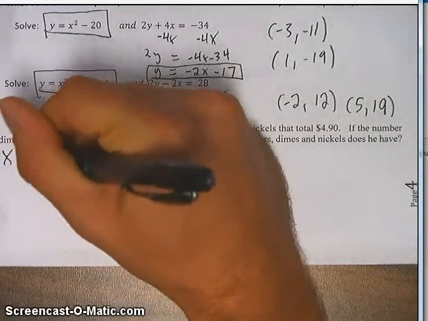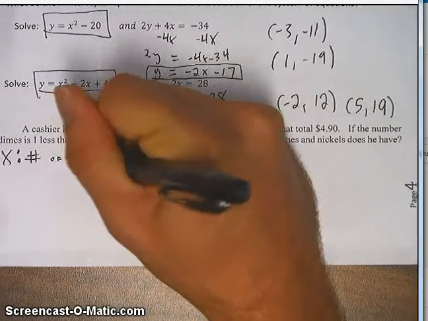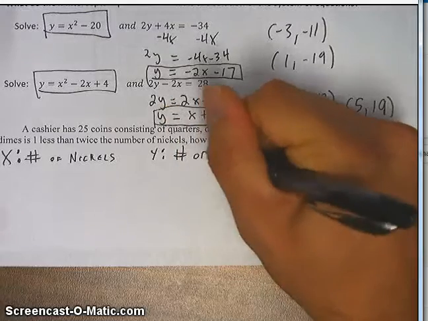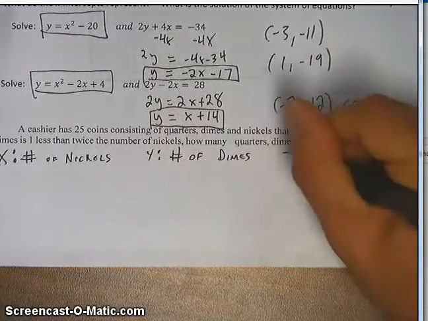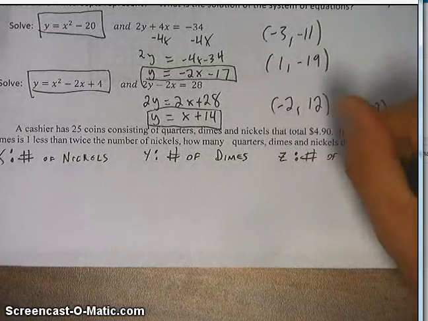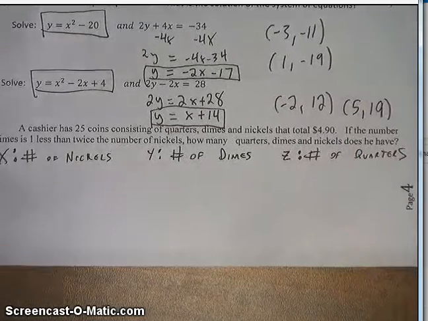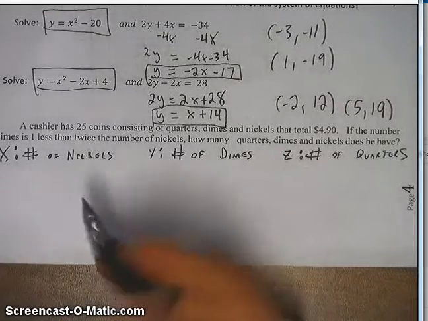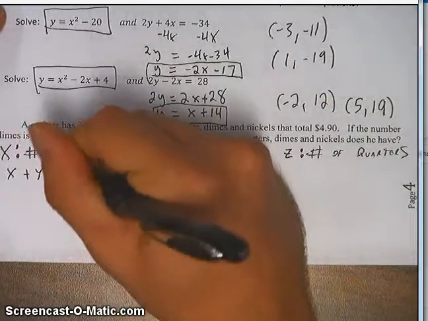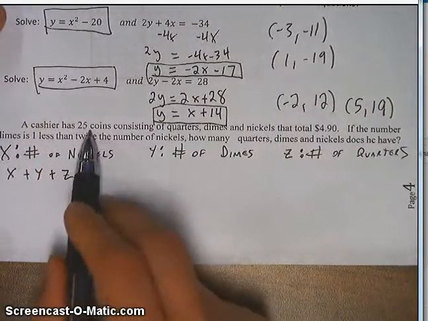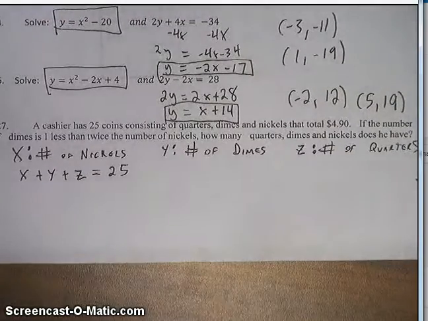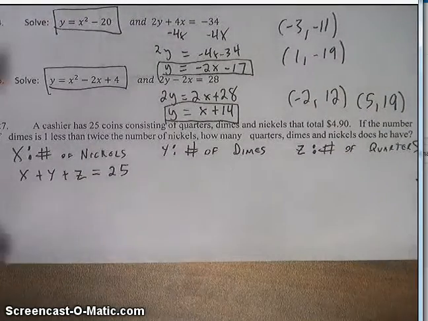Let's say x is the number of nickels, and y is the number of dimes, and then z is the number of quarters. So if I'm going to write an equation, I should probably start with the number of coins that he has total. X plus y plus z, and from the first sentence it says there are 25 of those, so there's 25 coins total.